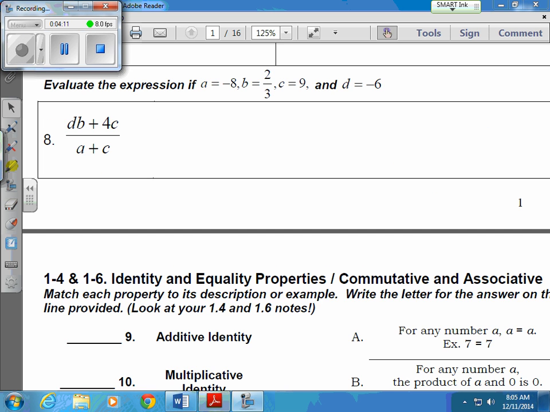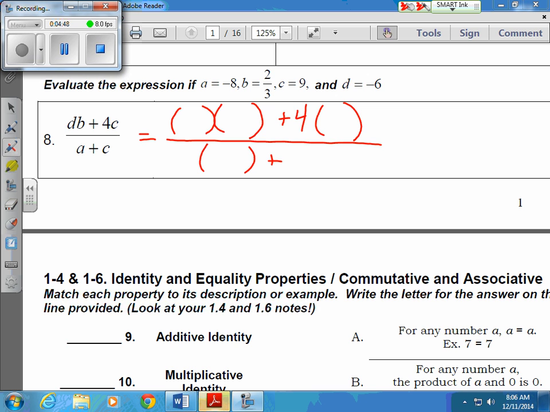Now it says evaluate the expression. If A is negative 8, B is 2/3, C is 9, D is negative 6. When you have a problem, it tells you the values of different numbers, and then it gives you an expression. Rewrite the expression, but for every letter that you're going to substitute for, put a parenthesis first. So here's D's box. There's for B, plus 4. This is for C, divided by, this is for A, plus, this one's for C.